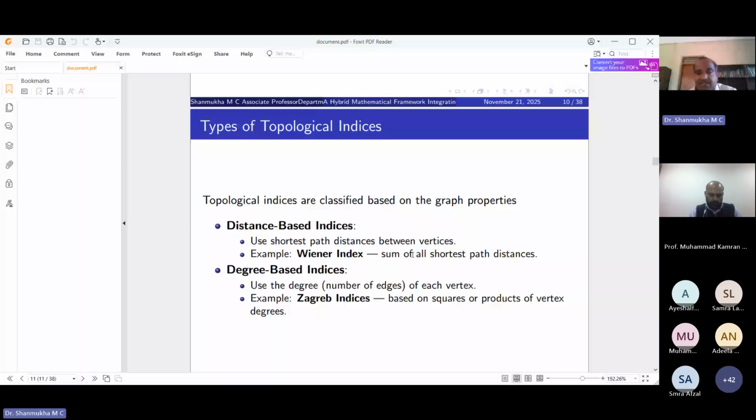Then degree based indices use the degree of each vertex. An example of degree based indices is the Zagreb indices, based on squares or products of vertex degrees.